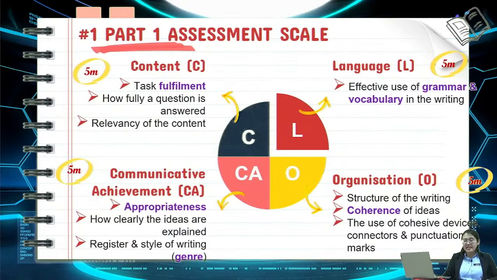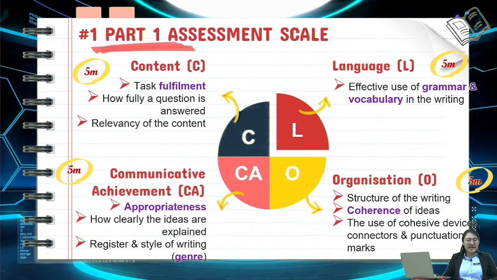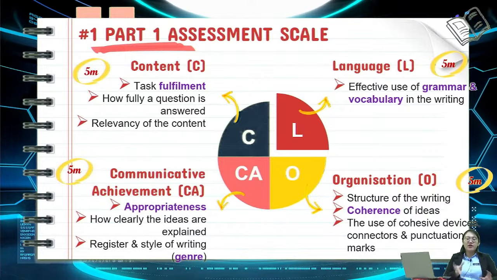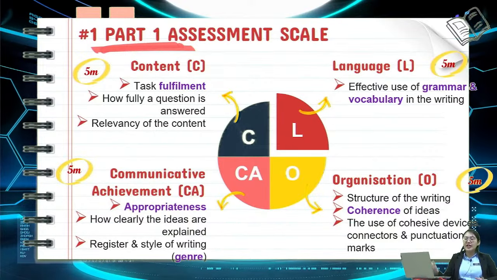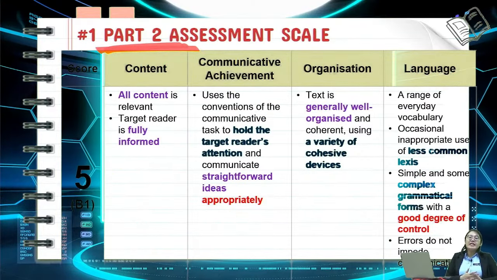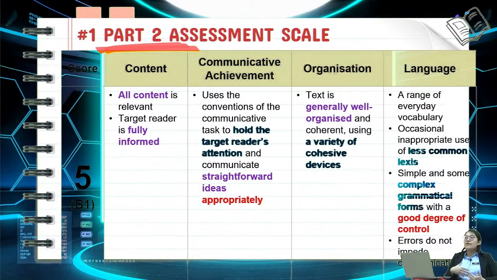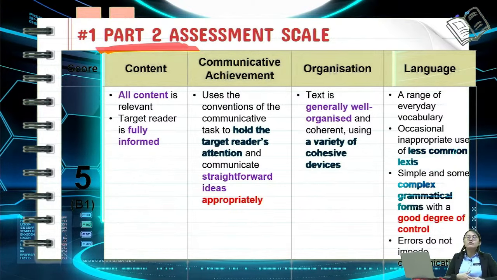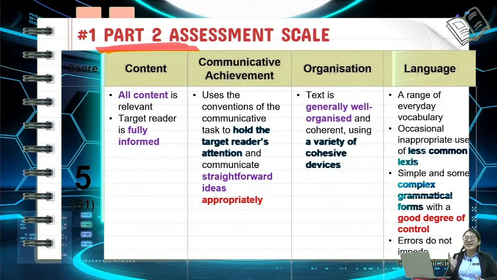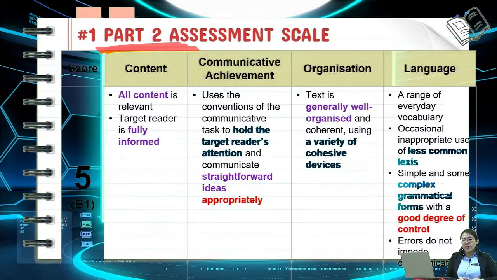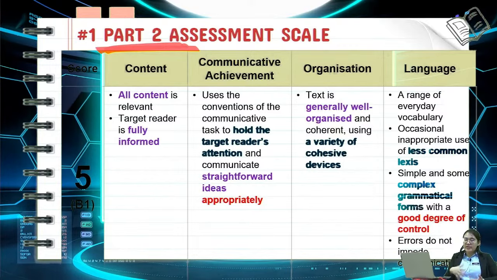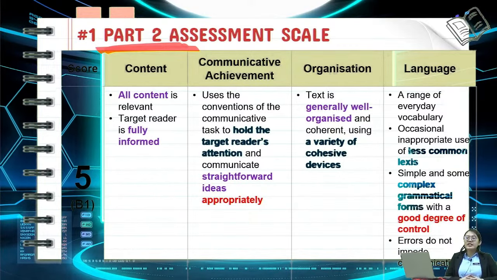The assessment scale is the same. For part 1 and part 2, we are looking at the same components, which are content, communicative achievement, language, and organization. However, the criteria to achieve band 5 would be different, because for students, you are expected to achieve a B1 level for part 2. So let's look at some differences between the part 1 and the part 2 assessment scale. For content, it's all the same.